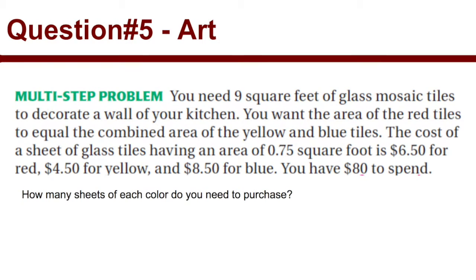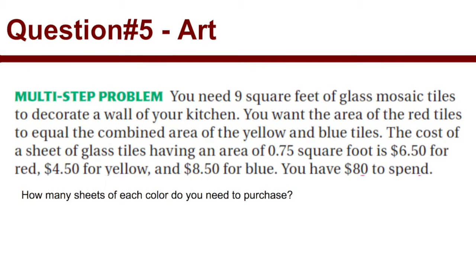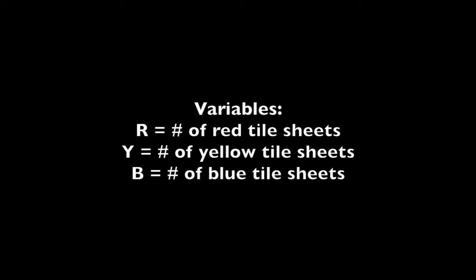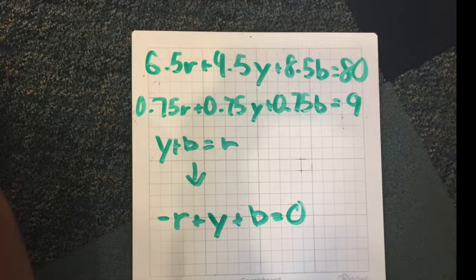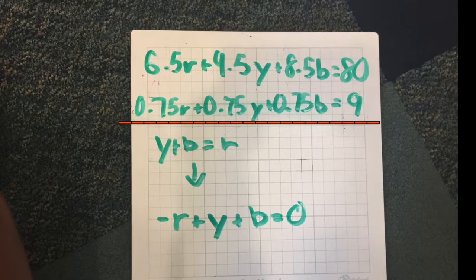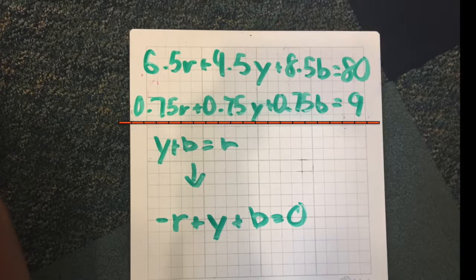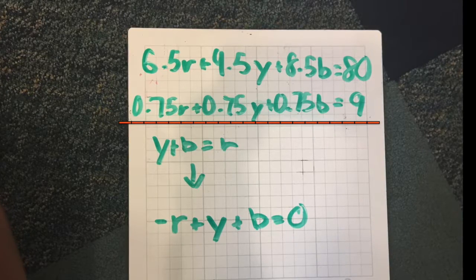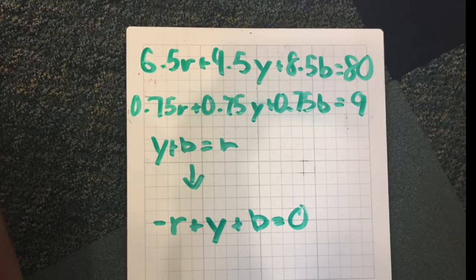In order to find a system of equations, we will use each line of the problem to write each equation. Our variables will be r for the number of red sheets, y for the number of yellow sheets, and b for the number of blue sheets. The first line means that r plus y plus b is equal to 9, since the total is 9 square feet. However, since each sheet has an area of 0.75, the variable's coefficients will be 0.75.